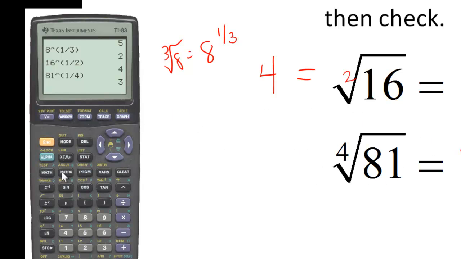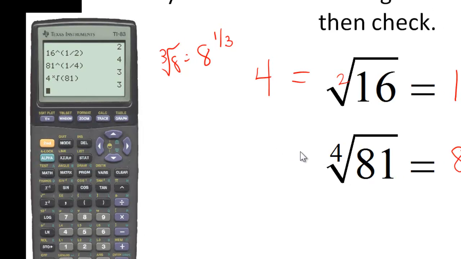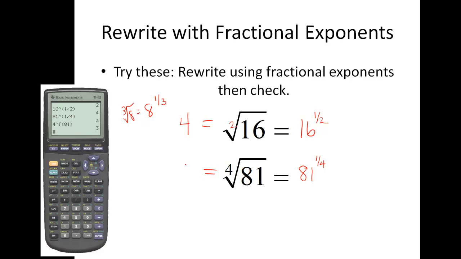But I want to verify that that is in fact the same as the 4th root. I'm going to go back to math, and notice that I have a cube root and an x root. I need to put in the 4 for the 4th root and then go back to math and pick number 5. That will let me put in whatever root I want. 4th root of 81, and let's see what we get. It says it is in fact 3. So I did a good job. I guessed that the 4th root of 81 was 81 to the 1/4 power.